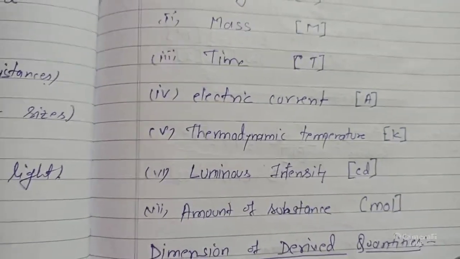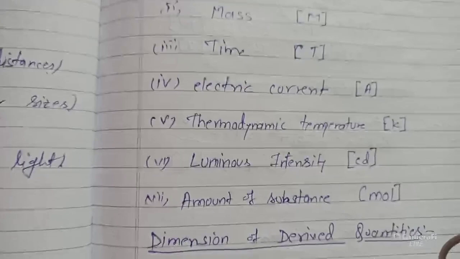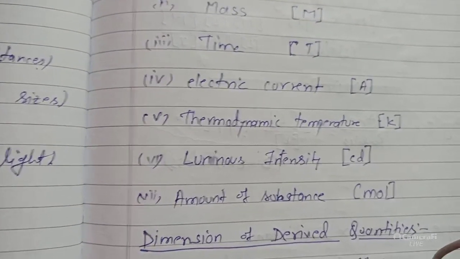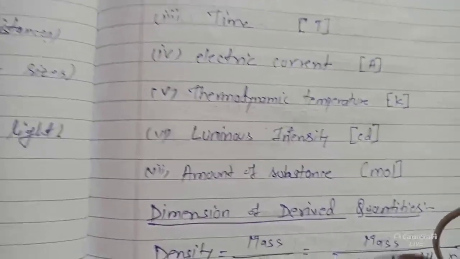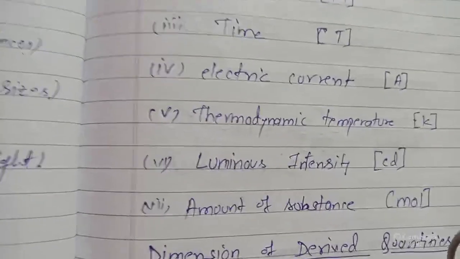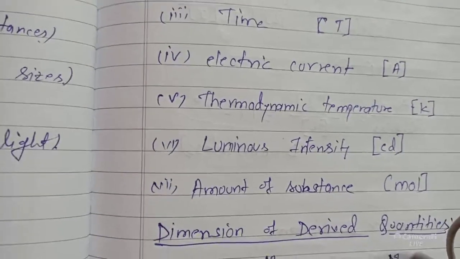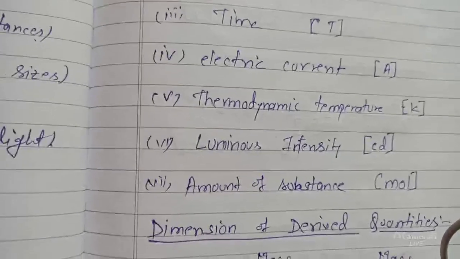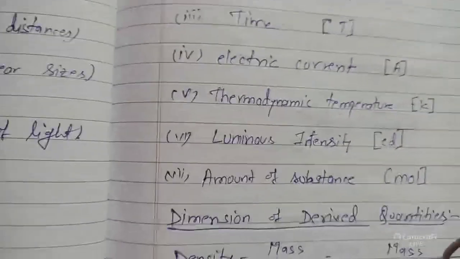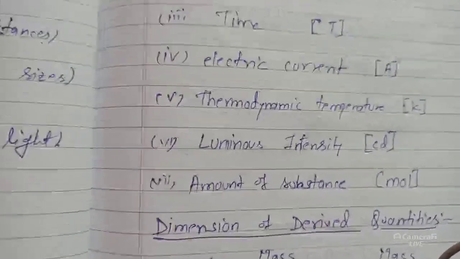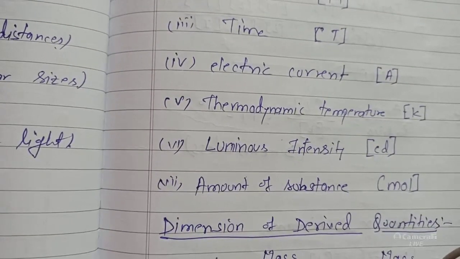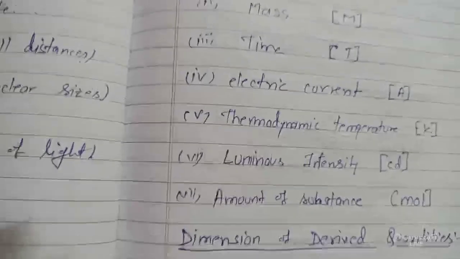Now the dimension of temperature is what? K. What is the dimension of luminous intensity? What is luminous intensity? It is a new topic for you; we'll come to know in a later part. The unit of luminous intensity is candela, and from there the dimension is CD. And amount of substance, I think you know from chemistry, the dimension of amount of substance is mole.